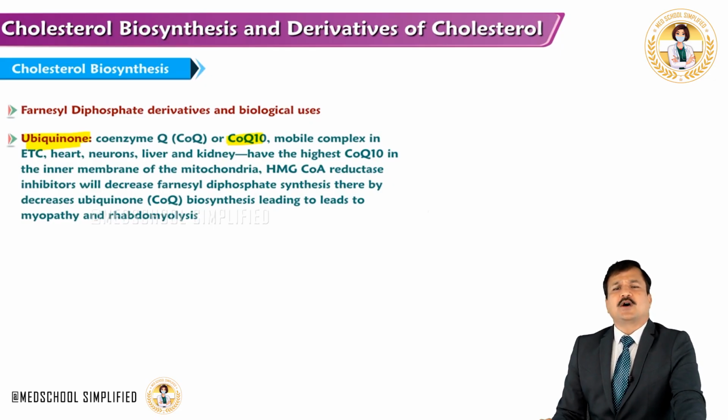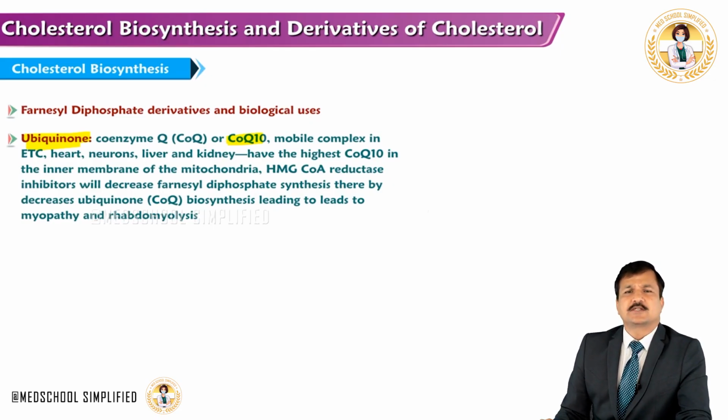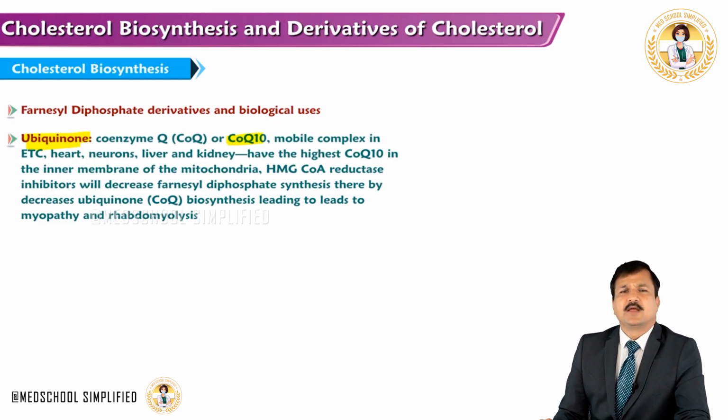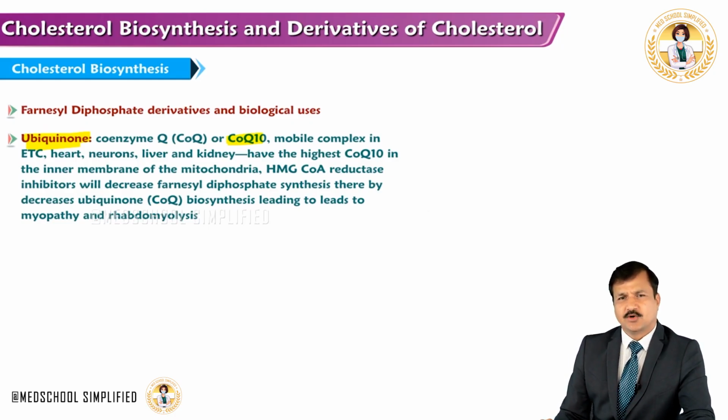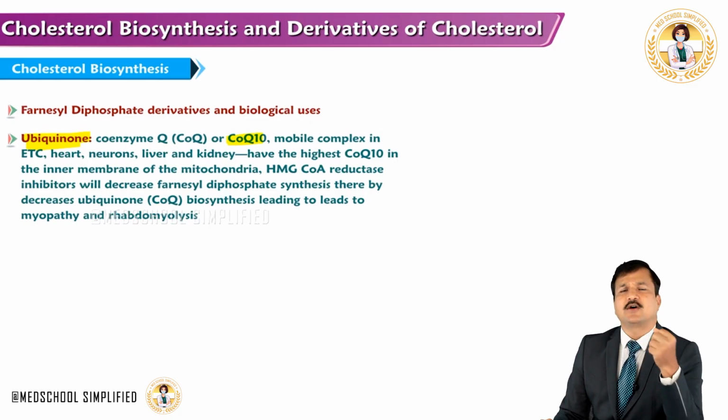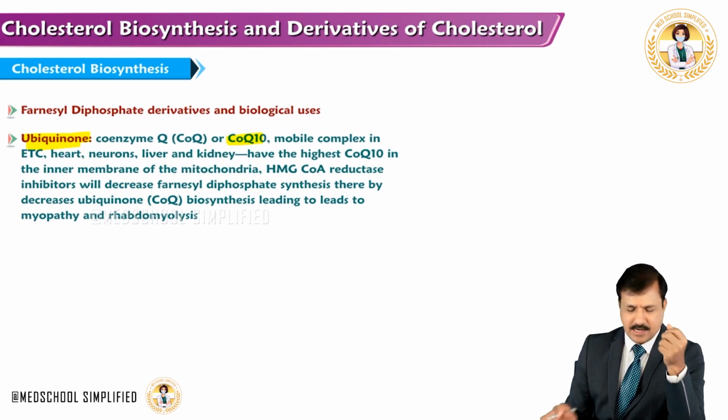The amount of coenzyme Q10 found in the electron transport chain, which is located in the inner mitochondrial membrane, depends on the level of electron transport chain activity going on in individual tissues. A tissue with the highest energy requirement will have the highest quantity of coenzyme Q10 in its inner mitochondrial membrane. Examples of such tissues are heart, neurons, liver and kidney.